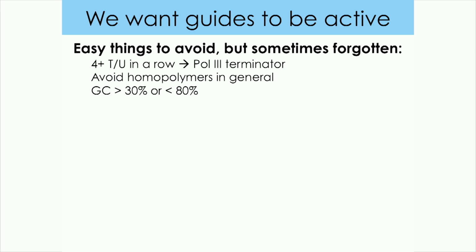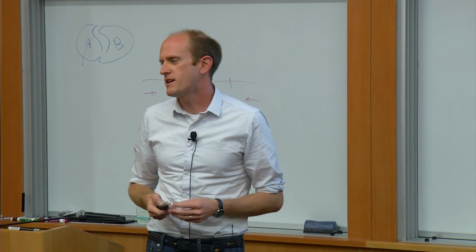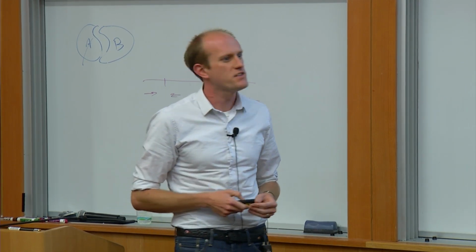You guys pick this up right away. In general, avoid guides that have very low or very high GC content. The range that you can go for is very big. This is pretty easy to calculate. There's really no reason to make a 90% GC guide or a 5% GC guide.